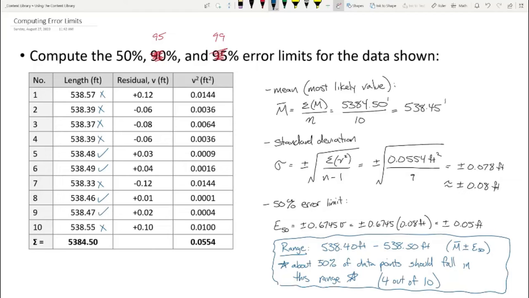But let's see if that happens with other observations. One thing to keep in mind is that we only have 10 data points. If we had 50 data points, we'd probably get a little closer. Okay. Let's see what happens with 95%.